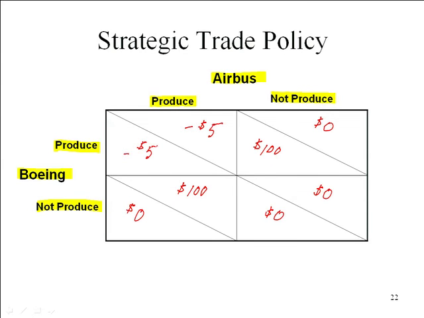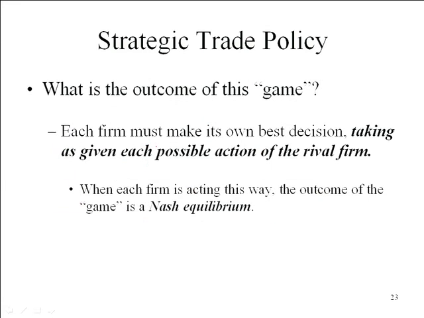Now, what we have to decide is, where are we? Which of these quadrants do we end up in? And so we've got to come up with some solution to the game. And the way that we do that is, for each firm, we have to make our own best decision, taking into account what our rival may do. When we do that, the outcome is referred to as a Nash equilibrium, named after John Nash, who was a mathematician and game theorist who won the 1994 Nobel Prize in economics.